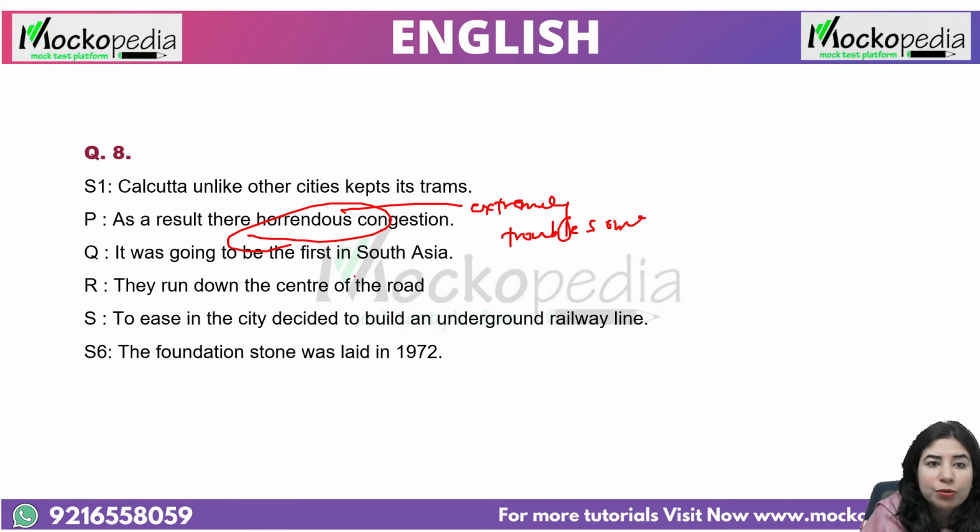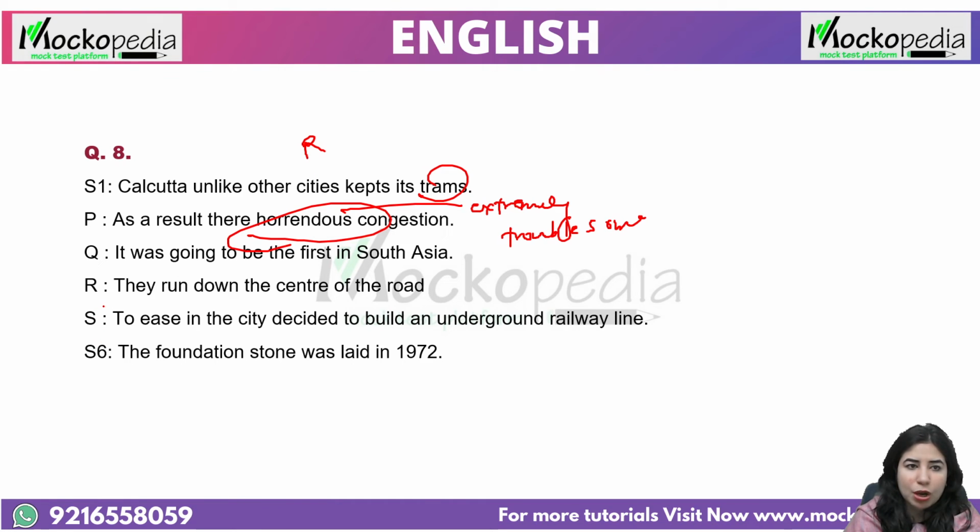It was going to be the first in South Asia. They ran down the center of the road. To ease the congestion in the city, they decided to build an underground railway line. The foundation stone was laid in 1972. So now we have to see how we take the discussion ahead. They run down the center of the road, so we are talking about trams here, right? As you see, they cannot point to anything else except trams. So after S1, R will come.